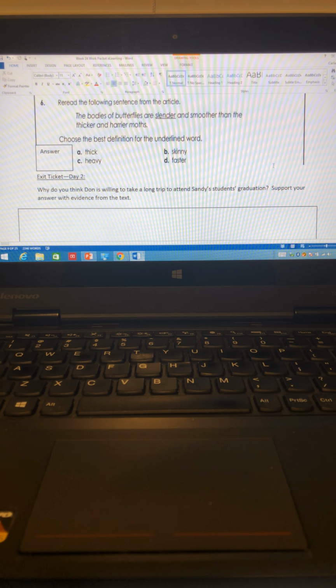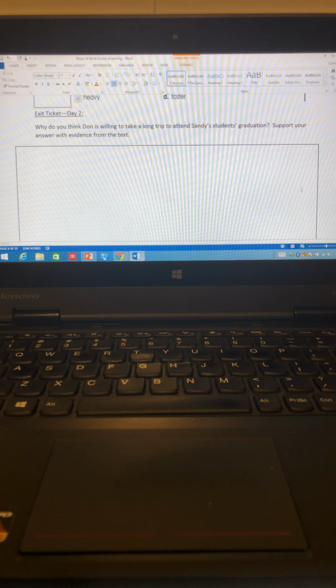Question number 6. Reread the following sentence from the article. The bodies of butterflies are slender and smoother than the thicker and hairier moths. Choose the best definition for the underlined word slender. Is it A, thick, B, skinny, C, heavy, D, faster? You'll click your answer right here in the box for number 6 to put your answer.